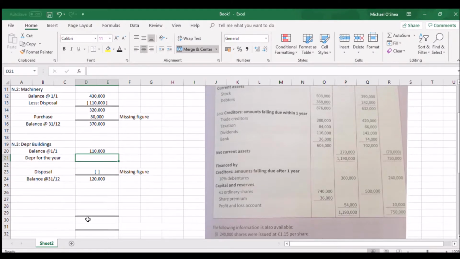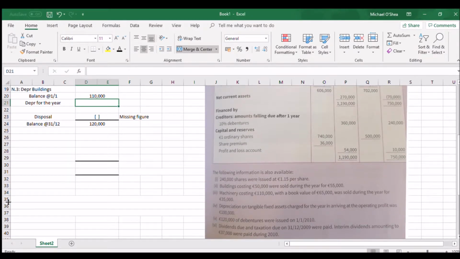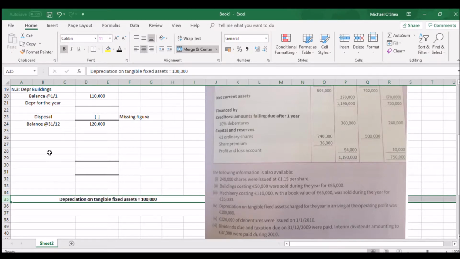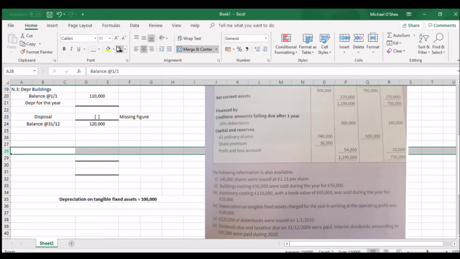So I had, where did I put this? I think it's this one. I had depreciation on tangible fixed assets, so that's buildings and machinery, of 100,000. I can't finish buildings because I don't know the depreciation for the year, because it's 100,000 between both accounts, and I don't know the disposal. So I have to move on, and I'm going to move on now to my machinery.